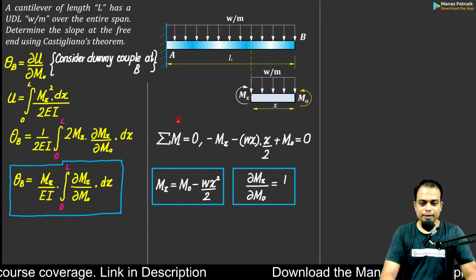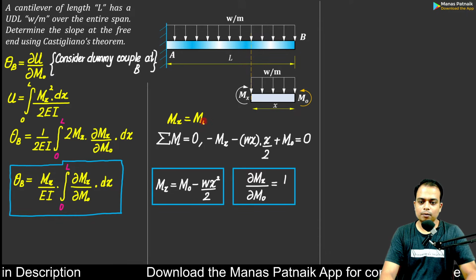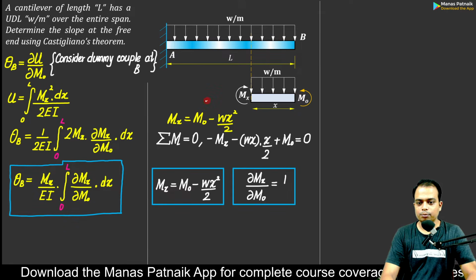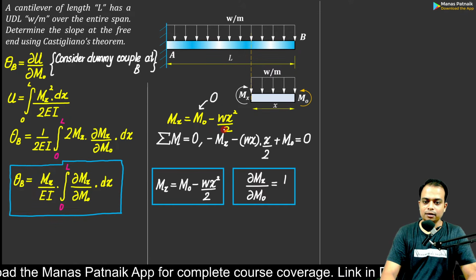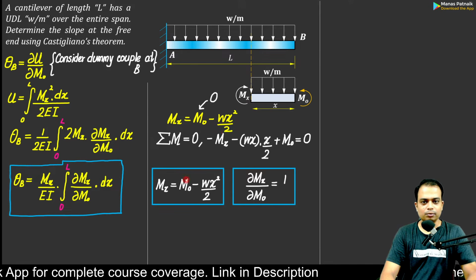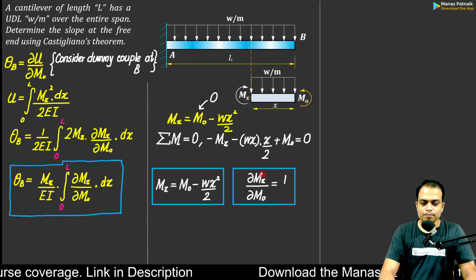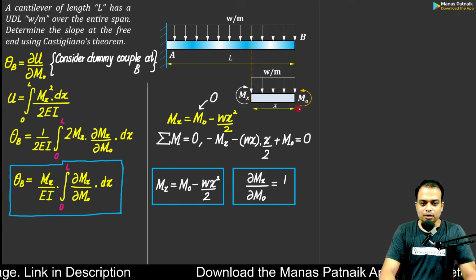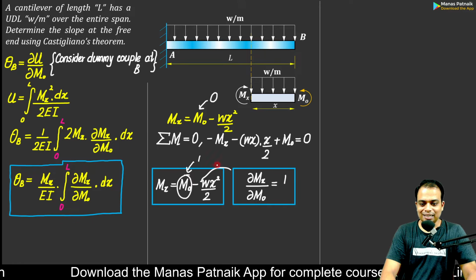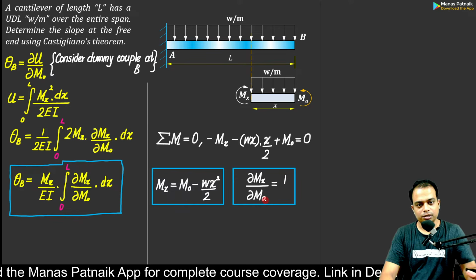If you watch, this Mx will be equal to M naught minus wx square by 2. What you need to do is plug in the value of M naught as 0. When you do that, Mx will eventually be equal to minus wx square by 2. Right? This is what you've already got. Anyway, you can plug in this value later also. If you differentiate this with respect to this dummy couple, this will become 0 and this will become 1, and this is going to become 0. So that is the calculation I've made.